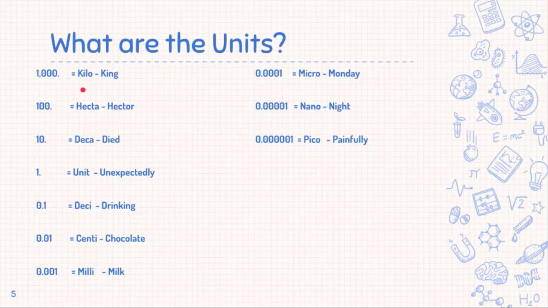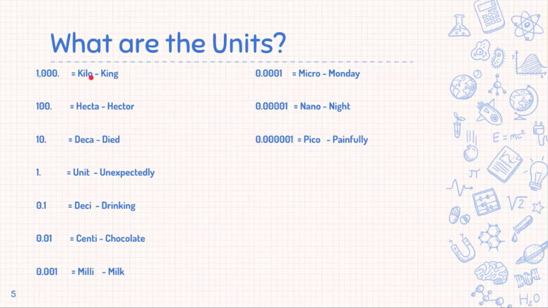What are the units? The units are kilo, which is 1,000, hecto, which is 100, deca, which is 10, unit, which is 1, deci, which is 0.1, centi, which is 0.01, milli, which is 0.001, micro, which is 0.0001, nano, which is 0.00001, pico, which is 0.000001. It is important to memorize these units in order.